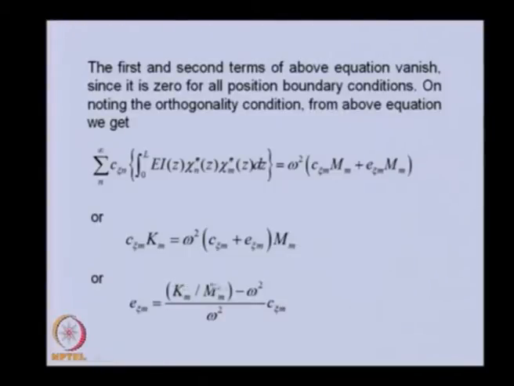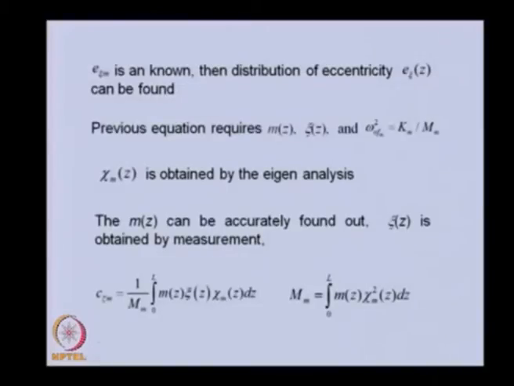This is the ratio of the generalized stiffness to the generalized mass, which is nothing but the natural frequency for the mth mode. This is the spin speed of the shaft. This is the constant from the response. We already saw how we can get this if we know the response of the system, because the response can be measured, and from there we can get this constant. So once we know this eccentricity, we can get how the eccentricity varies along the length of the shaft.